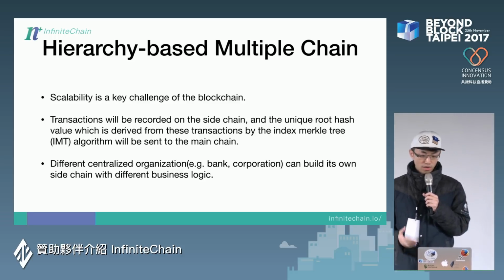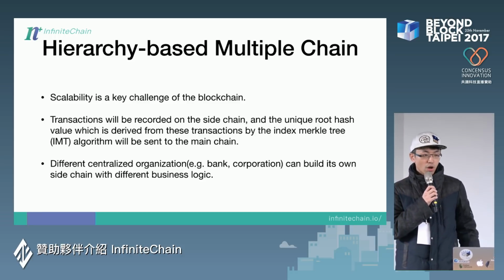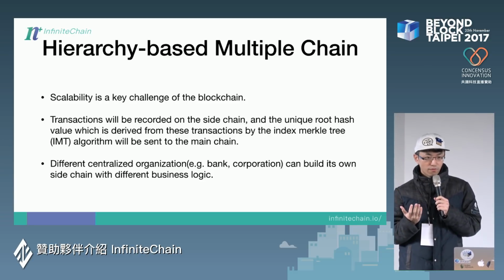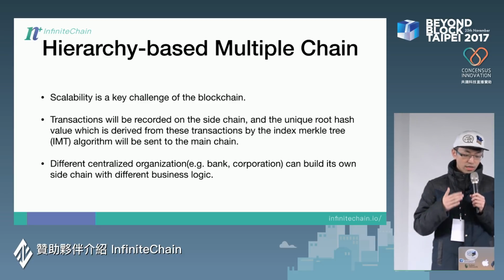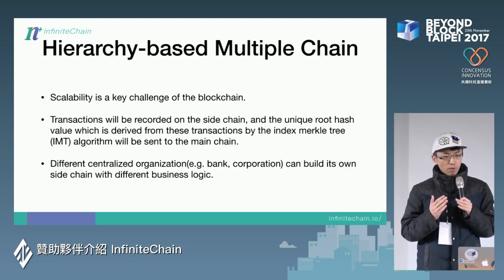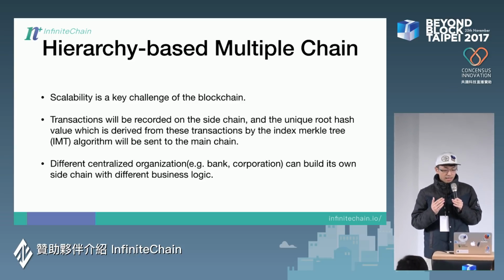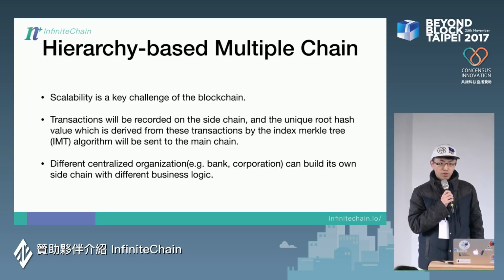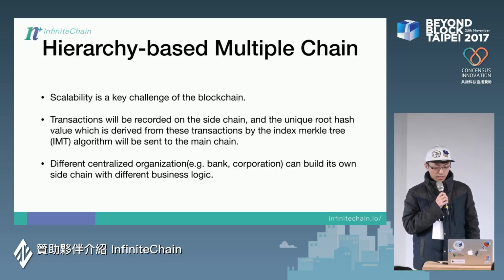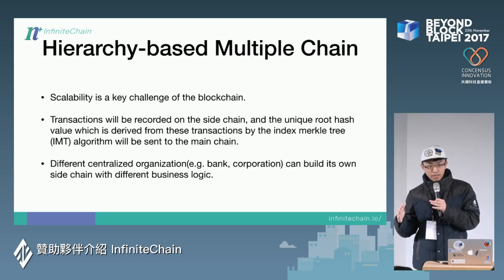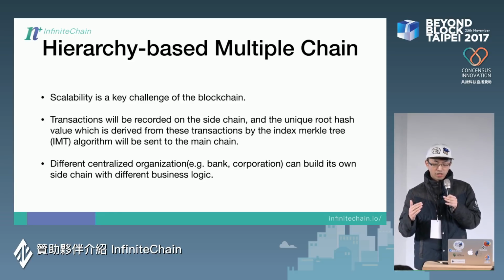So first, what is hierarchy-based multiple chain? We all know scalability is a key challenge of the blockchain, so we have to find a way to fix this problem. We want to use a hierarchy-based multiple chain to solve it. It means we put all the transactions on the sidechain, and the centralized system uses these transactions to build an index Merkle tree and puts the root hash on the main chain. So we increase the throughput on the sidechain and reach consensus on the main chain.